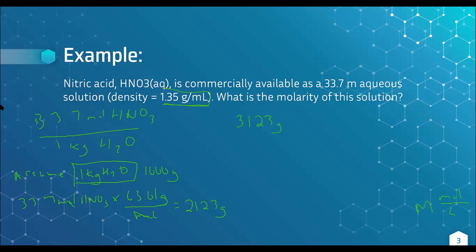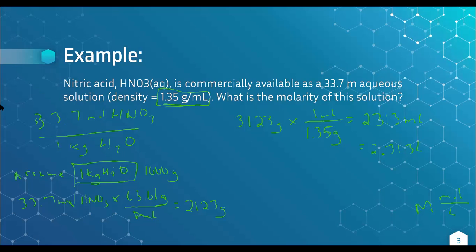Now we can use our density to calculate the volume of that solution. So we're going to multiply this times 1 milliliter per 1.35 grams. When we do that calculation, we get 913 milliliters of our solution. I'm going to convert this to liters by moving my decimal place. This is equal to 0.913 liters.